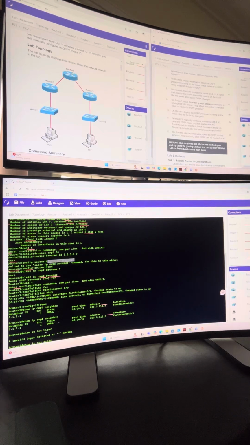So this looks to be the end of this lab. So let's go ahead and hit grade, and hopefully we did everything correctly.